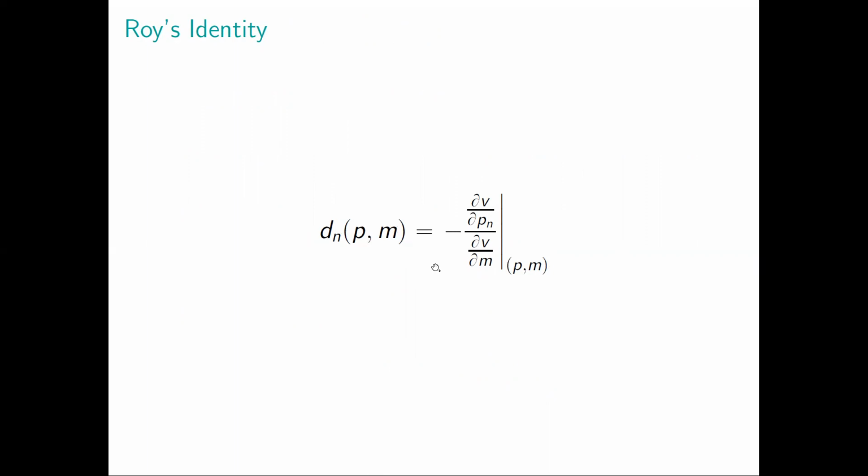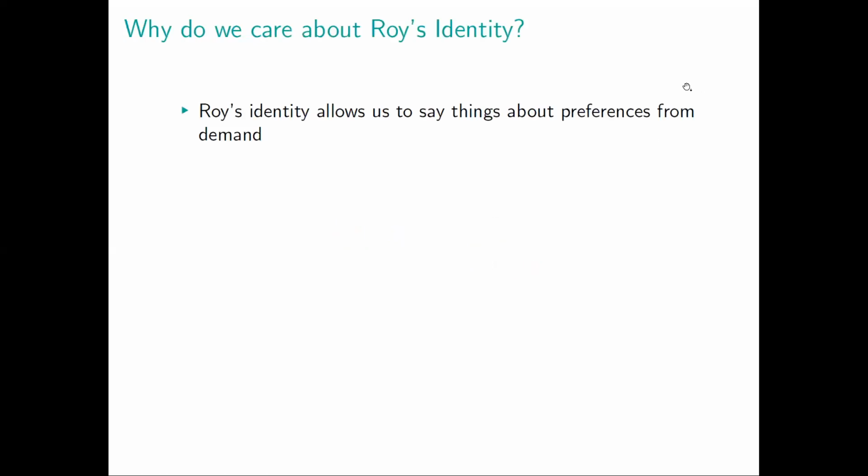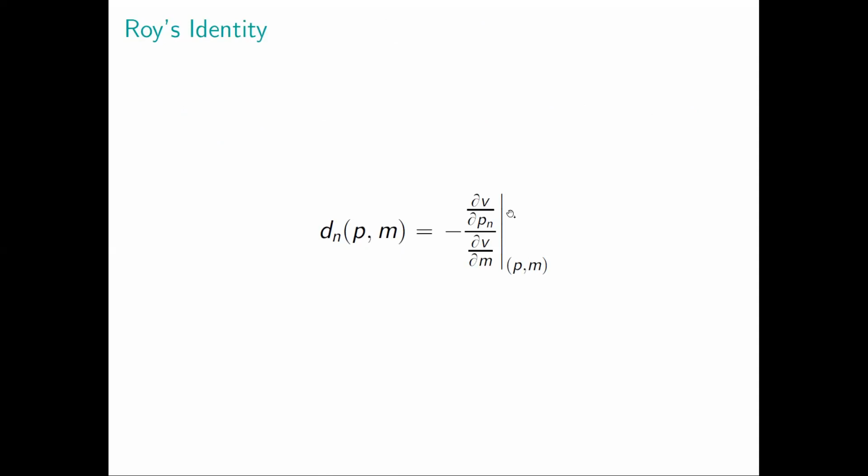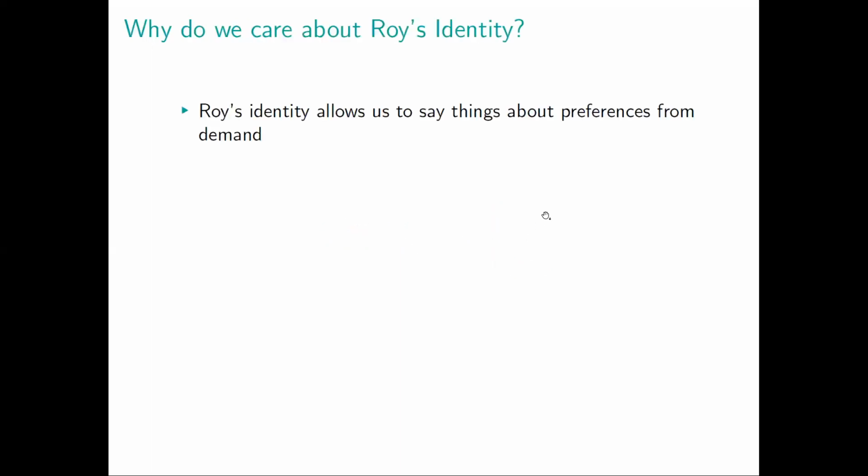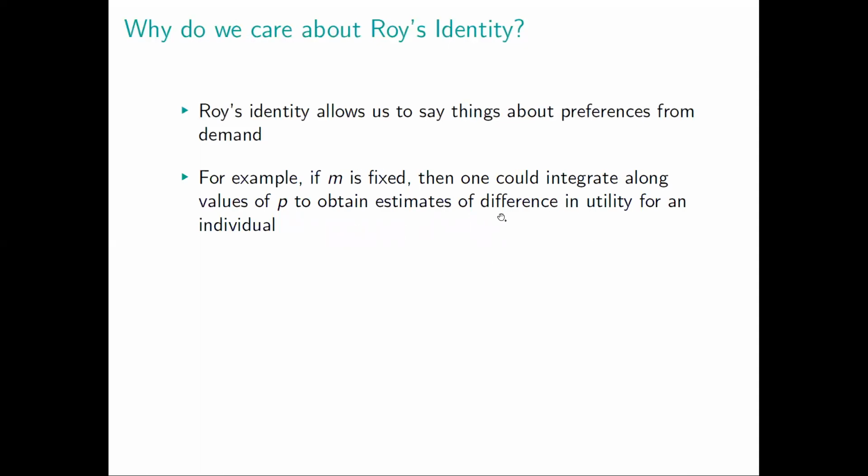So why are we giving this so much thought and space? Well, Roy's identity is going to allow us to say things about preferences from demand. So this tells us something about the ratio of changes of indirect utility and relates them to demand. This will allow us to say things about preferences.